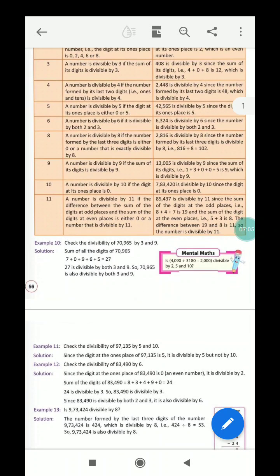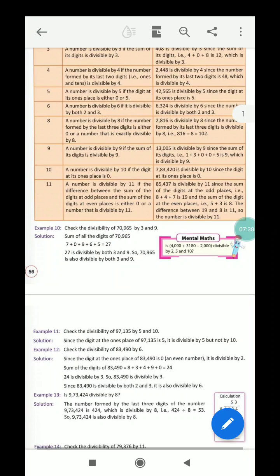Sum of all the digits of 70,965 is equal to what? 7 plus 0 plus 9 plus 6 plus 5 equals how much? 27. 7 plus 9 equals 16. 16 plus 6 equals 22. 22 plus 5 equals 27. So 27 is divisible by both 3 and 9. So 70,965 is also divisible by both 3 and 9.